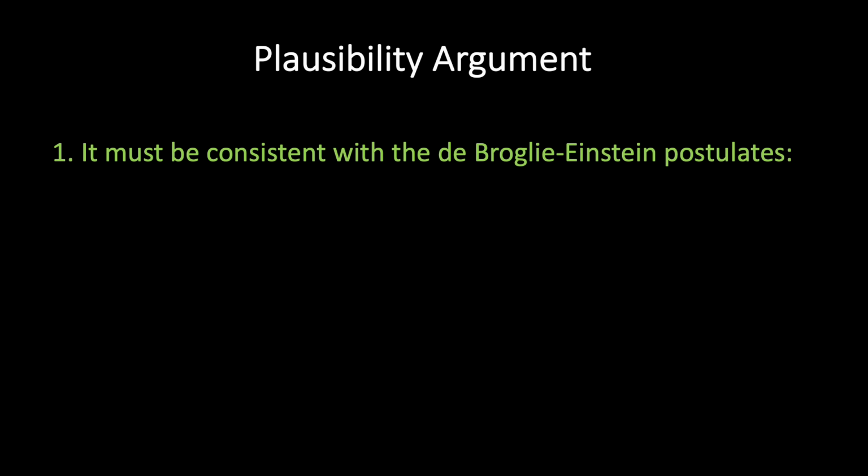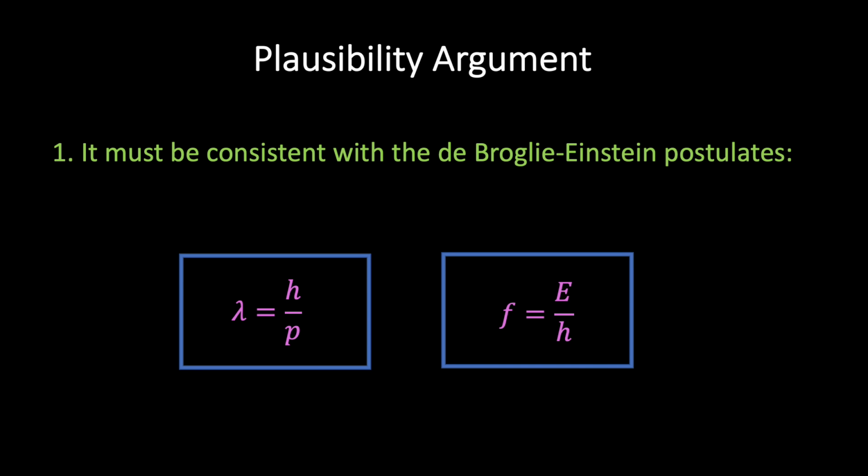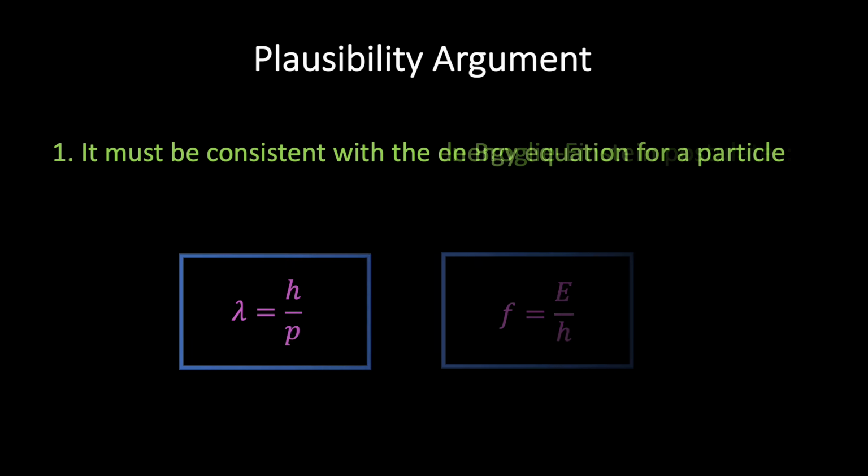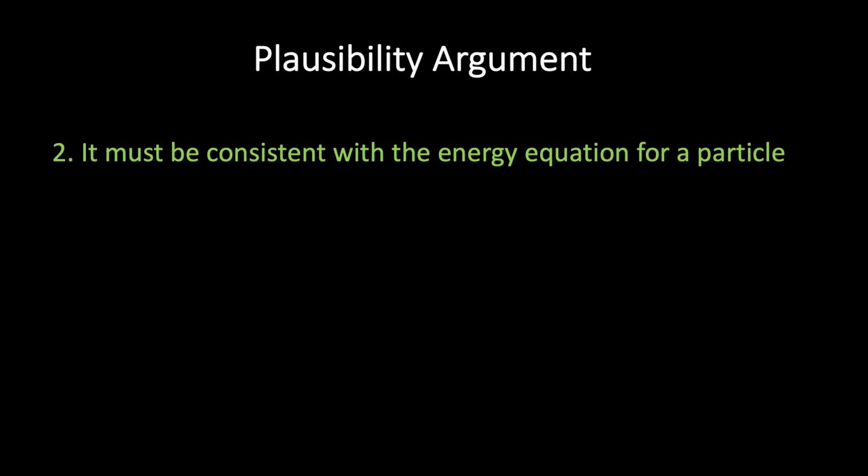To help us construct a suitable quantum mechanical wave equation, we're going to make a few reasonable assumptions. Firstly, the wave equation must be consistent with the de Broglie-Einstein postulates, which connect the wavelength λ of the wave function with the linear momentum p of the associated particle, and the frequency f of the wave function with the total energy E of the particle. Secondly, it must be consistent with the energy equation for a particle, which states that the total energy should be the sum of the kinetic and potential energies.